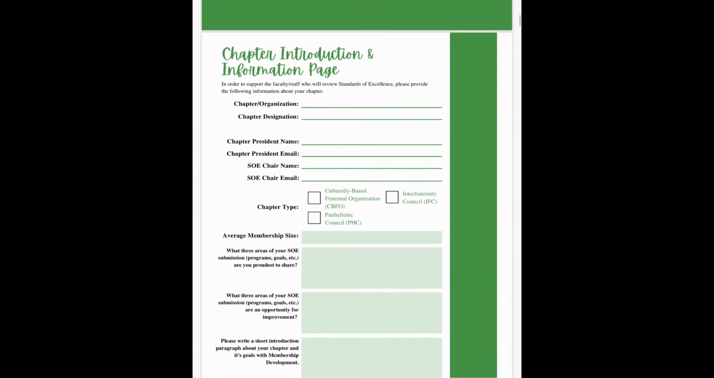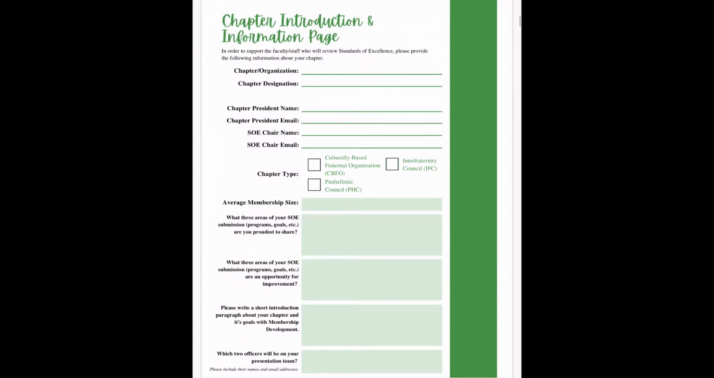Next, to support our judges and obtain information necessary for Standards of Excellence, every submission document includes a chapter introduction and information page. This single page will ask for the basics like the chapter or organization name and local chapter designation, the chapter president's name and email, the SOE chair's name and email, the governing council the chapter is hosted by, and the chapter's average membership size during the submission year.